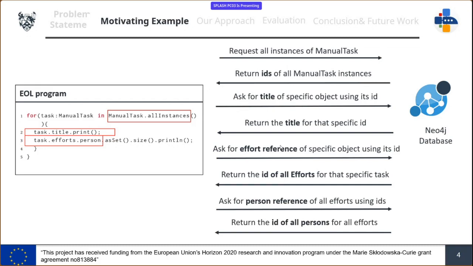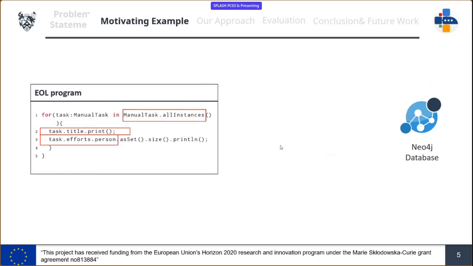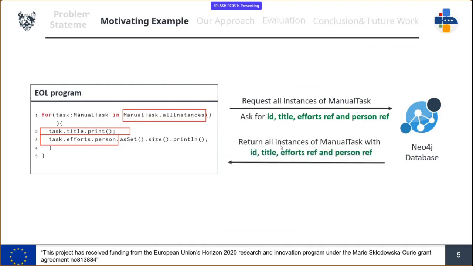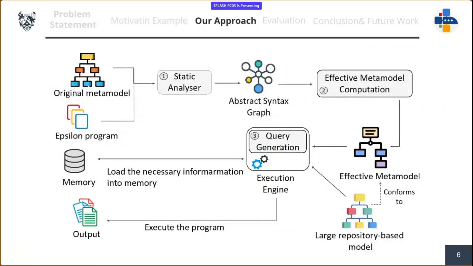But what our idea says is, first, analyze the program and understand that we need all instances of manual task. From this manual task, we need the title, just the title attribute, and just the effort reference. And from the effort class, we need the person reference, not other references, not other attributes, just these two. So we send a request to the database and say, I need manual task, I need the ID, I need the title, I need the reference, and get it back in one go. In this way, we load the information that we need for executing the program, and then we can execute it in an efficient way.